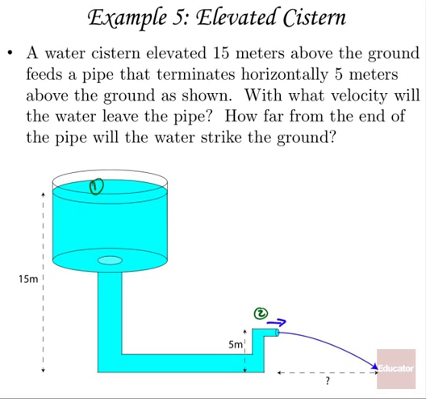If we call this our point 1, we've got a height of 15 meters here and a height of 5 meters here. To find the velocity, if I call point 2 ground level for the first part of the problem, then the height here will be 10 meters, because that's the difference. So let's apply Bernoulli's equation. Bernoulli's equation, P1 plus 1/2 rho V1 squared plus rho GY1 equals P2 plus 1/2 rho V2 squared plus rho GY2.